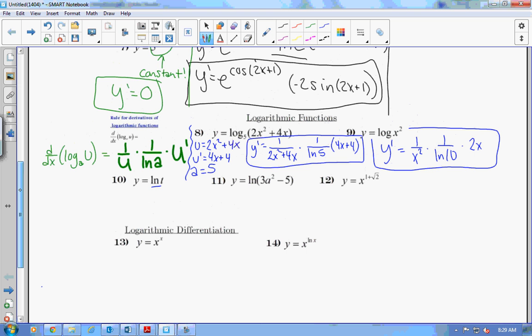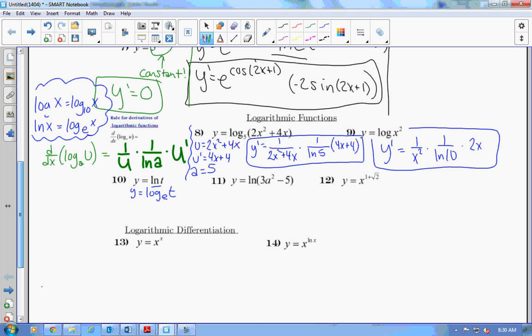So a few things to remember. Log of x, where the x is not the base, means log base 10 of x. Natural log x is log base e of x. So those are some reminders from last year. And in this case, our variable is not x anymore, it's t. So y equals log base e of t.